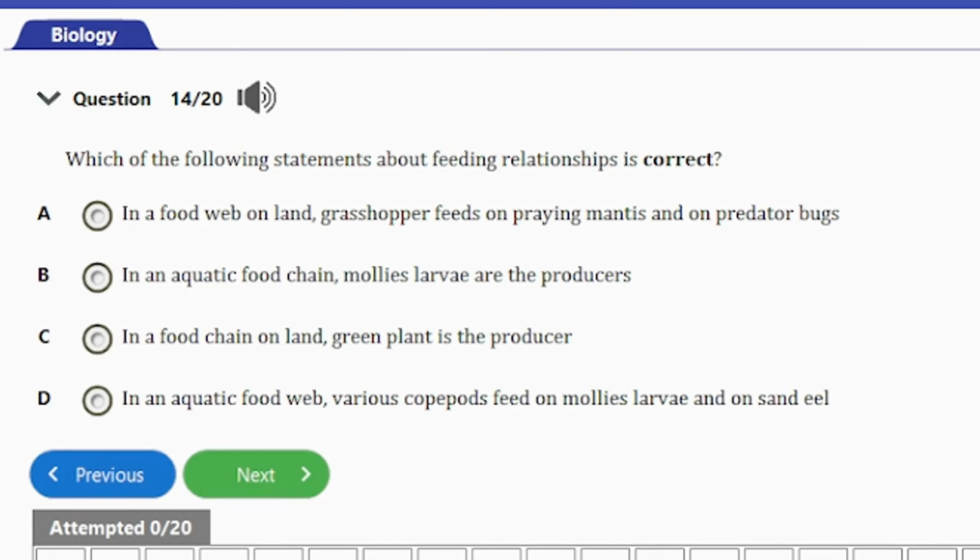It says, which of the following statements about feeding relationship is correct? A, in a feeding web on land, grasshopper feeds on praying mantis and on predator bugs. B, in an aquatic food chain, molly's larvae are producers. C, in a food chain on land, green plant is the producer. D, in an aquatic food web, various copepods feed on molly's larvae and on sand eel. So guys, the answer to this question is option C. In a food chain on land, green plants is actually the producer.